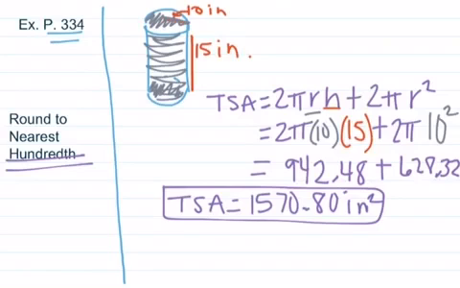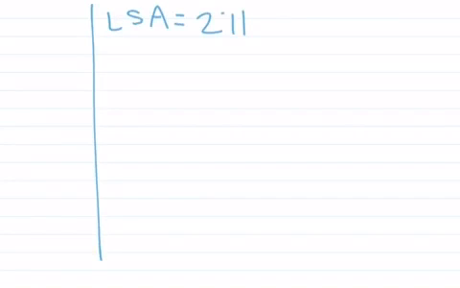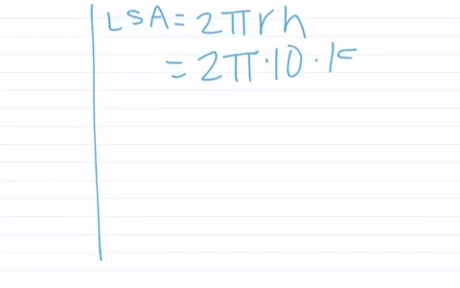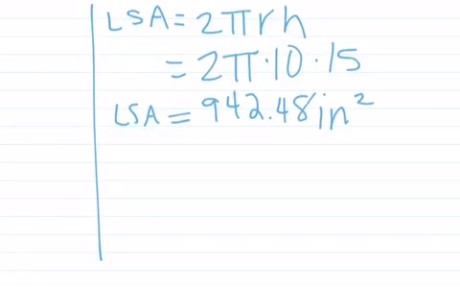Okay. Now, if we want to find lateral surface area, again, the lateral surface area is just the beginning part of our equation. That would just be a traditional soup can label. Okay, so lateral surface area: 2 pi RH, 2 pi times 10 times 15, and that's going to give you 942.48 inches squared.